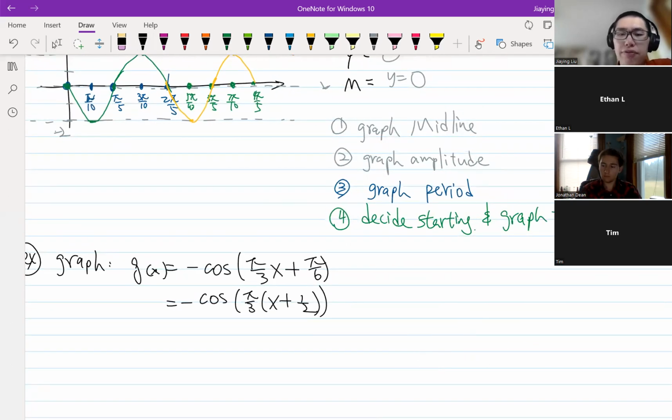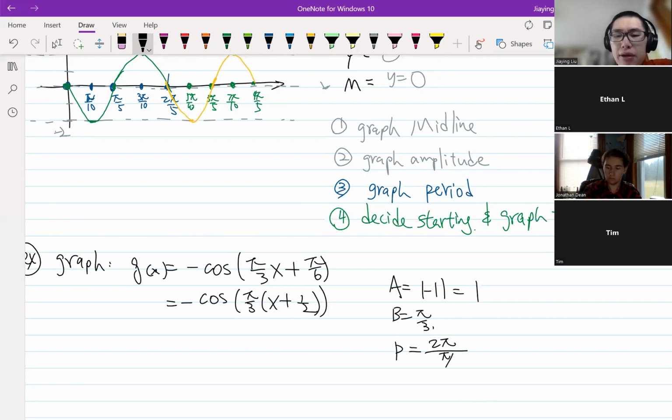Nothing else. So from this function, now we can write down, okay, the amplitude is going to be the absolute value of -1, which is going to be 1. The b value, which is pi over 3, which allows us to find the period, is going to be 2 pi divided by pi over 3, the b value. So that's 2 pi times 3 over pi, so that's going to be 6.